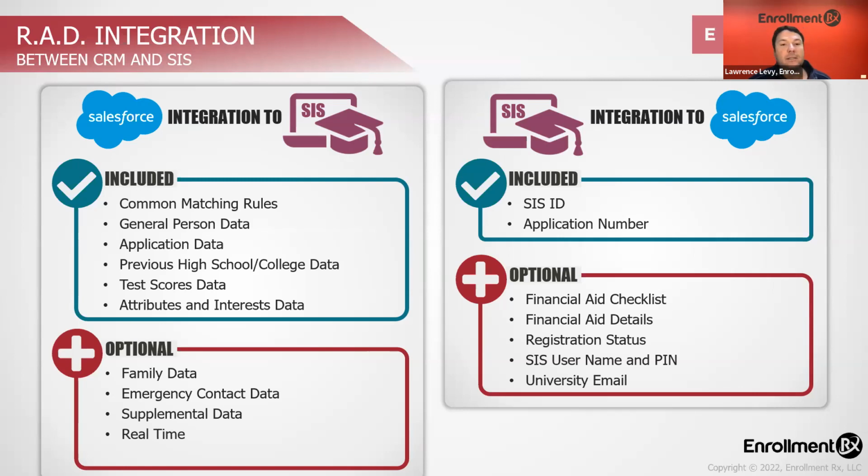On the right-hand side, it's the same thing. Included, absolutely. We're going to bring back the SIS ID and the application number. Optionally, do you want to bring back the university email? That's up to you. Do you want to bring back the registration status? That's up to you. So these are the things that we would talk about as optional, but this is our approach to integration between the CRM and the SIS.